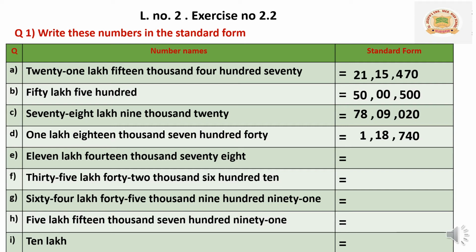Now E question. 11 lakh 14,078. So here which number we don't have? Hundreds number. So first let us write the answer. 11 lakh 14,000. There is no hundreds number.